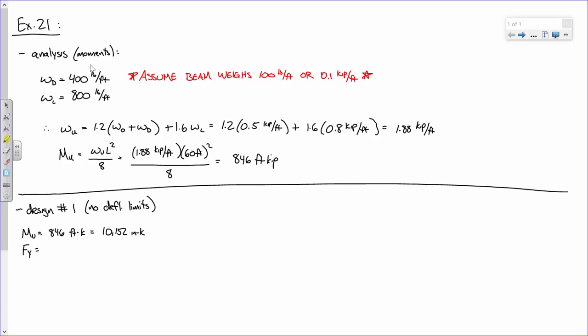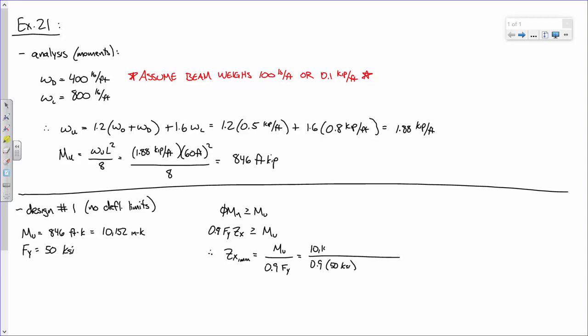10,100. What's F_Y for this problem? 50. Right? So phi M_n has to be greater than or equal to M_U, and phi M_n in this case is 0.9 F_Y Z_X because L_b is 0. So therefore Z_X minimum is M_U over 0.9 F_Y, and so that is 10,152 inch-kips over 0.9 times 50 ksi. And so what does that come out to be?